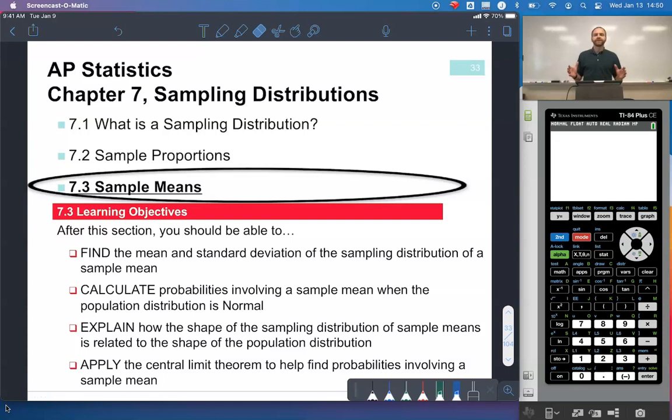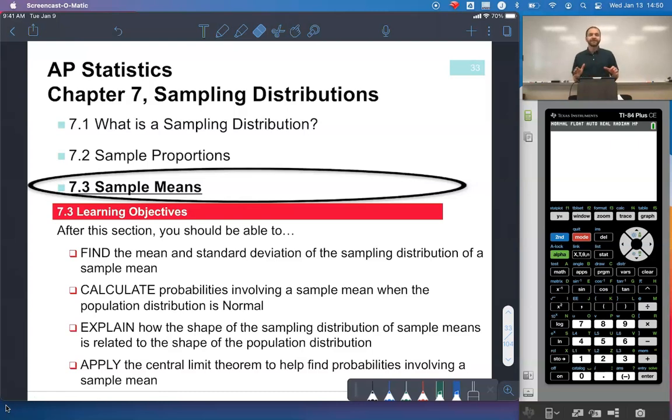Alright, AP Statistics students, we are looking at Chapter 7 and we are finishing it up with Lesson 7.3, which deals with sample means. So we are continuing to look at sampling distributions, but now we're going to focus on the sampling distribution of sample means.